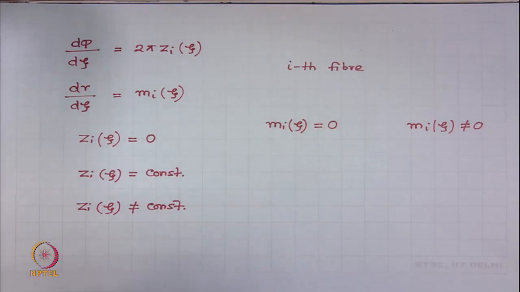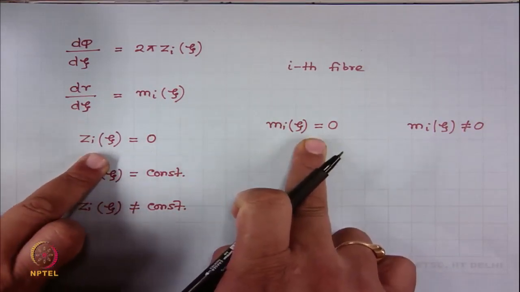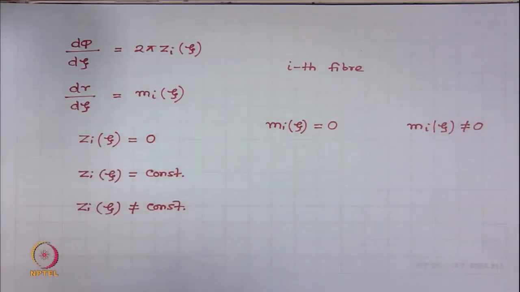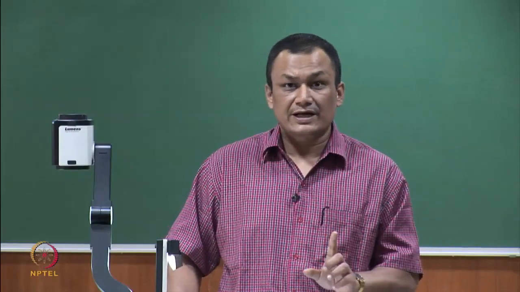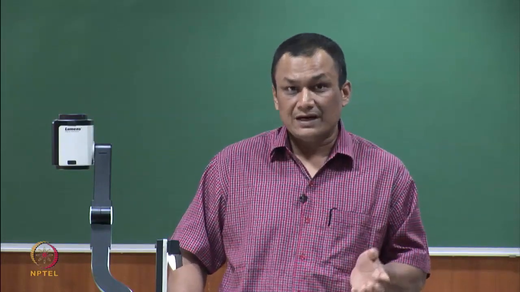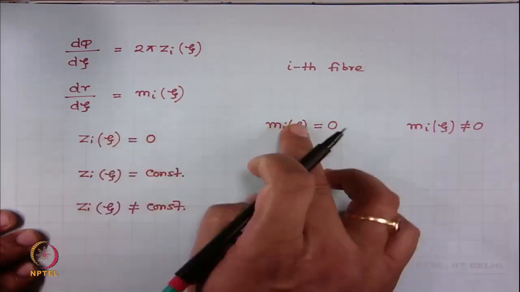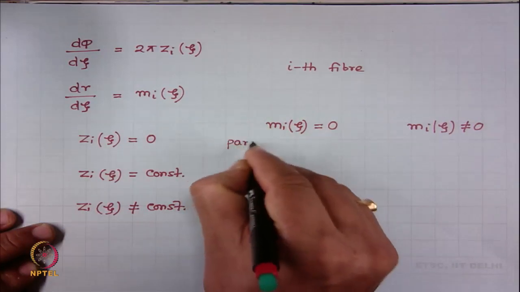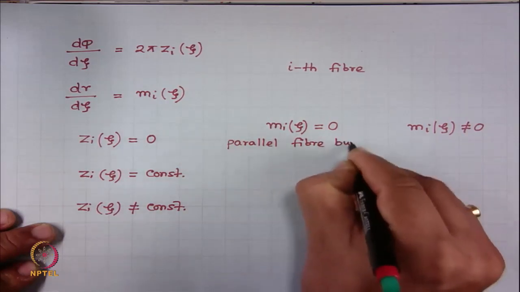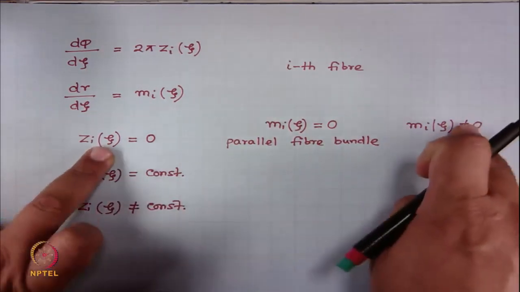So, if these two situations happen, there is no twist in the fibrous assembly and there is no radial movement. There is no twist, there is no radial movement. That means all fibers are straight. That means we talk about parallel fiber bundle. So, when these two conditions are valid, we talk about parallel fiber bundle.